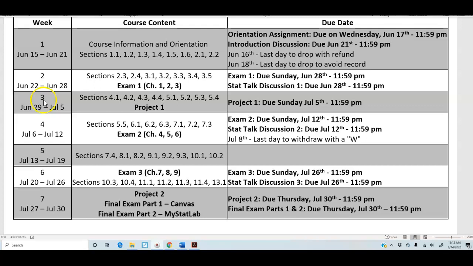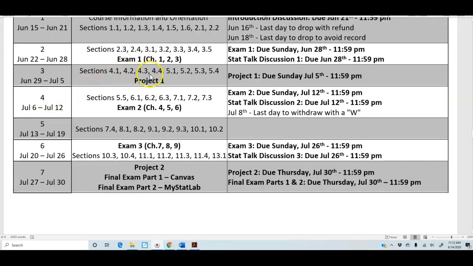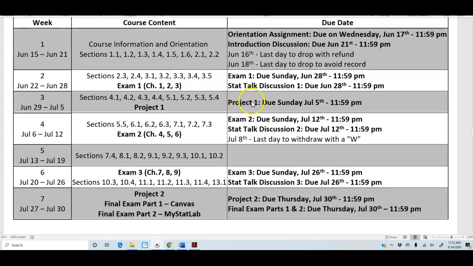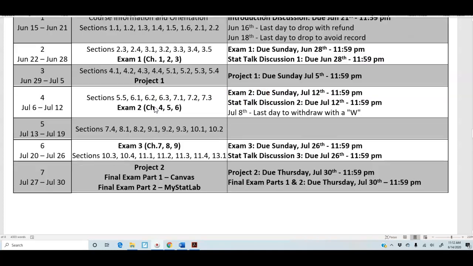And then if you take a look at week 3, you have these sections, and then you have Project 1. So now Project 1 is going to be due on Sunday, which is July 5th. And again, there'll be instructions on Canvas for that.